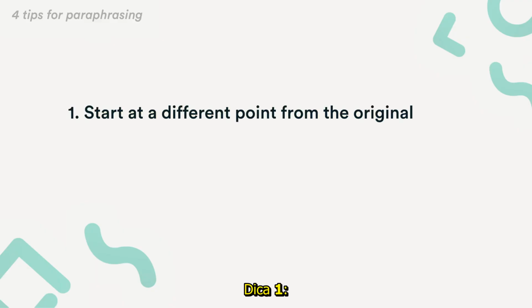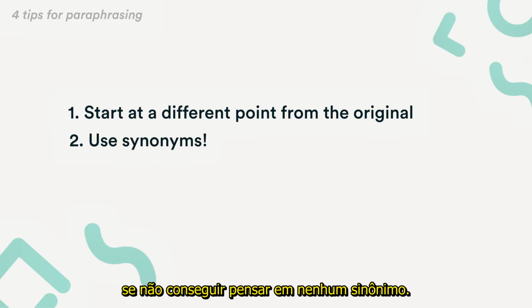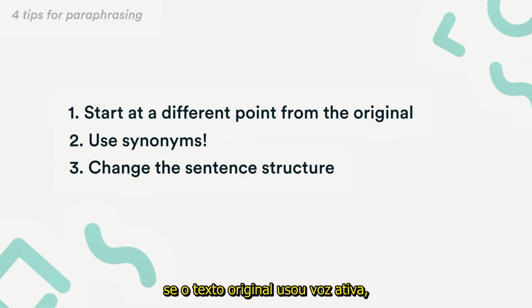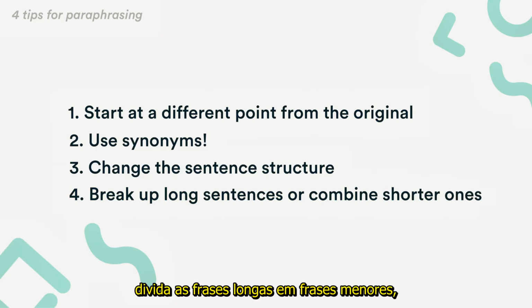Tip number 1. Start your first sentence at a different point from the original source. Tip number 2. Use synonyms. Make use of the thesaurus if you can't think of any synonyms. Tip number 3. Change the sentence structure. Try using passive voice if the original text used active, and vice versa. Final tip. Break long sentences into smaller sentences, or combine sentences into a longer one.